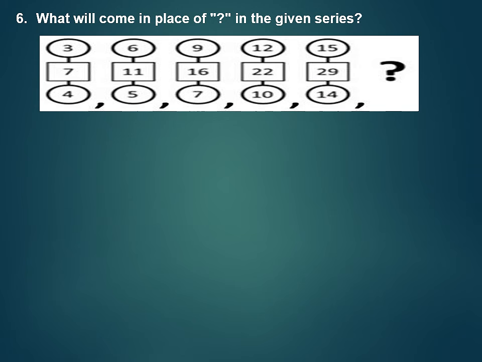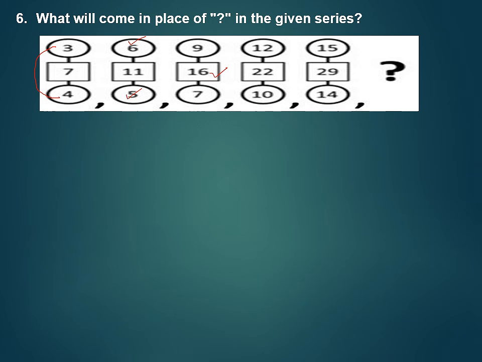So with this pattern we see that the sum of the outside numbers 3 and 4, that is 7, is coming in the center. The sum of 6 and 5, 11, is coming in the center, and for 9 and 7, 16 is in the center, 12 plus 10, 22 is in the center, 15 plus 14, 29 is in the center.